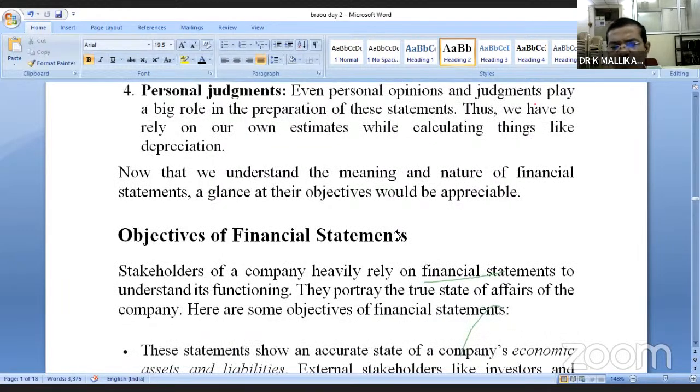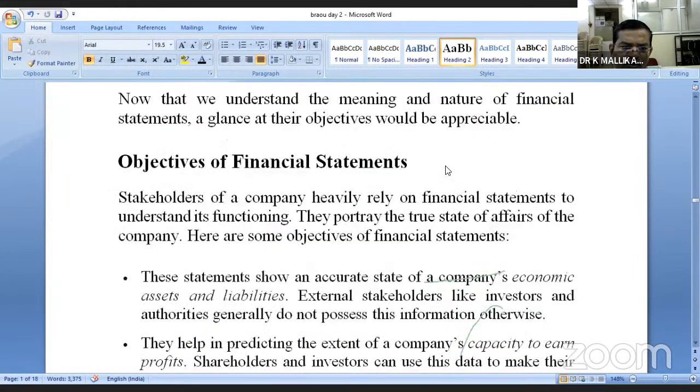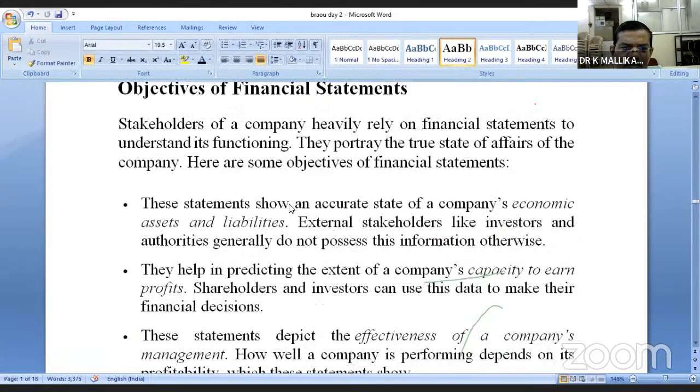What are the objectives of financial statements? Why are companies preparing them? For every firm, the objective is very clear: to know the company's position, where they are. Even stakeholders, including the company employees, customers, government authorities, regulators, lenders, and debenture holders, all want to know the company's performance. The statements show an accurate state of the company's economic assets and liabilities, in terms of rupees.